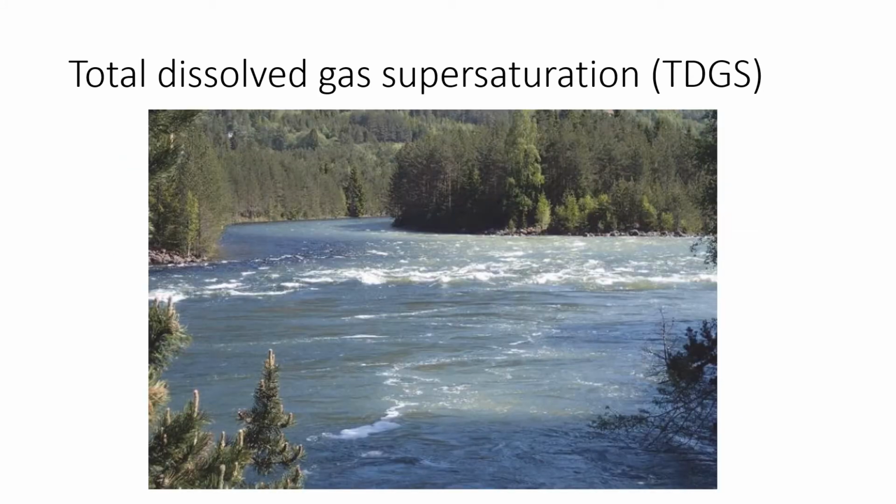When this phenomenon occurs, you will have water with a lot of air bubbles floating in the river, and as the water is moving downstream, more and more bubbles will form and make the river look milky white, like you can see in this picture.